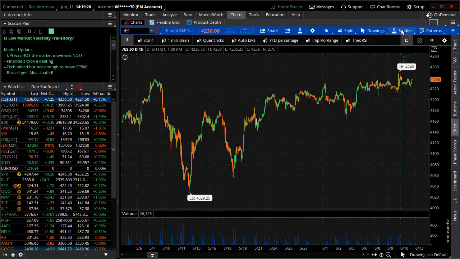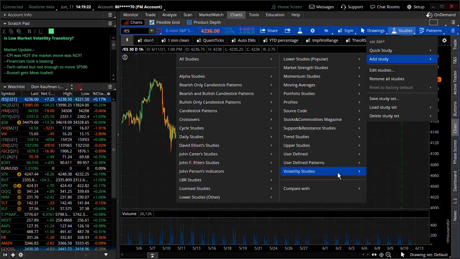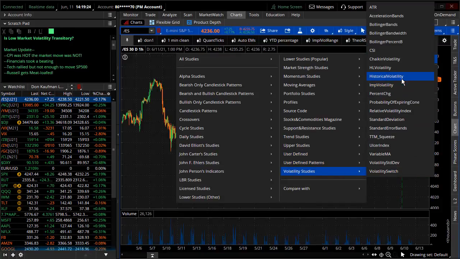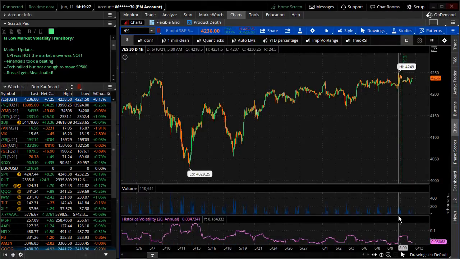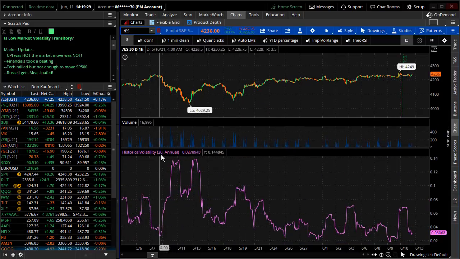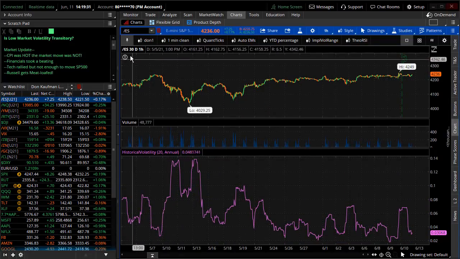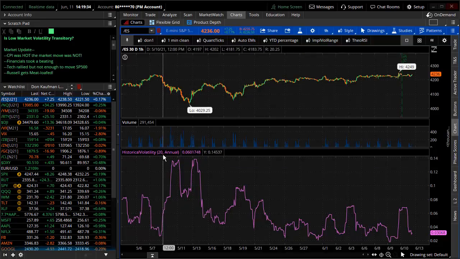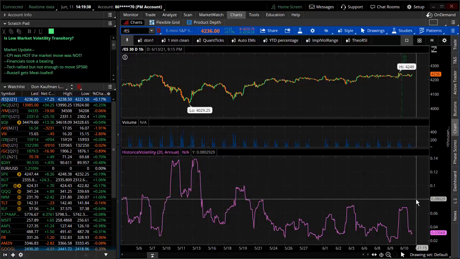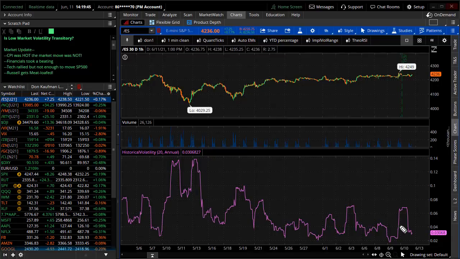Another way to look at this, you can go to studies, go to add study, go to volatility studies, and cruise up to historical volatility. Now, this is just standardized historical volatility. It's marked as 30-day, 1 hour, so this would be averaged over 20 hours because it's an hourly chart. And you can see the historical volatility, and you can't make some of this stuff up, but you've actually got historical volatility at points during the week under 2%. In fact, it closed the week at roughly 3%.